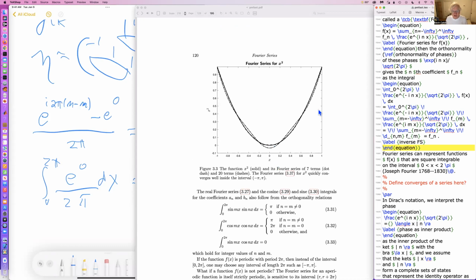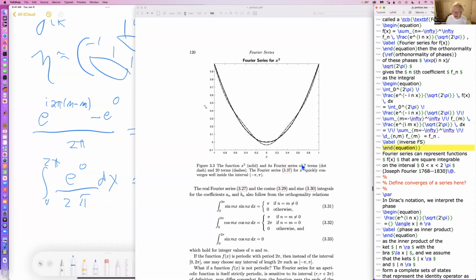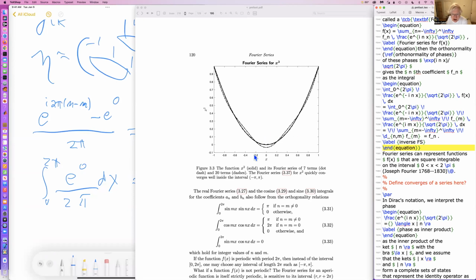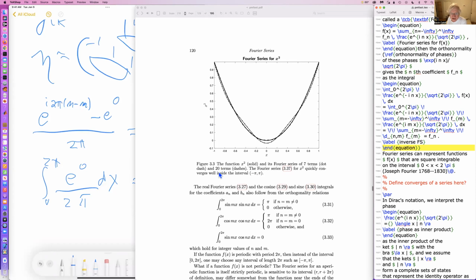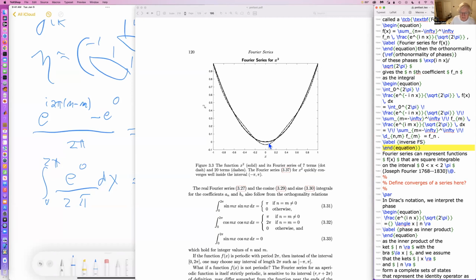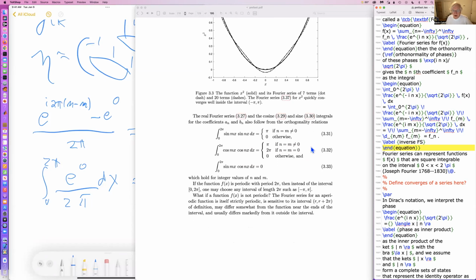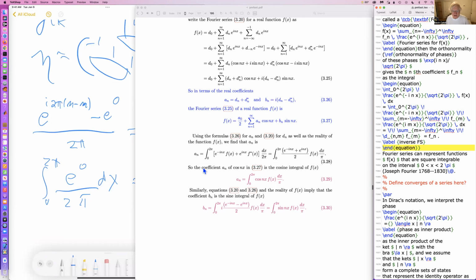Here again is the Fourier series for x squared, but only from -1 to 1. I'm sorry, the actual function is solid. The 7-term Fourier series is dot dash, and 20 terms is dashes. And you see the 20 terms already almost exactly fits the function x squared just on the interval -1 to 1. These orthonormality relations can be used to derive these expressions if you want.